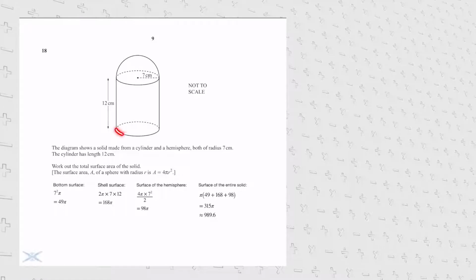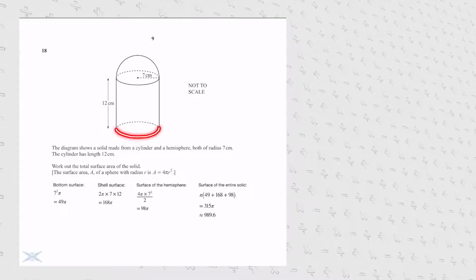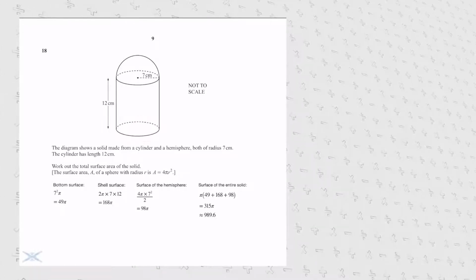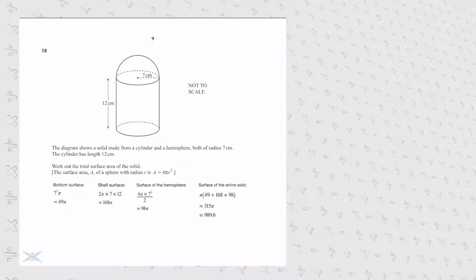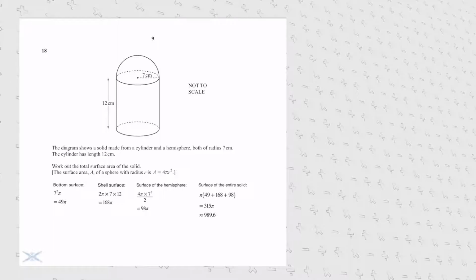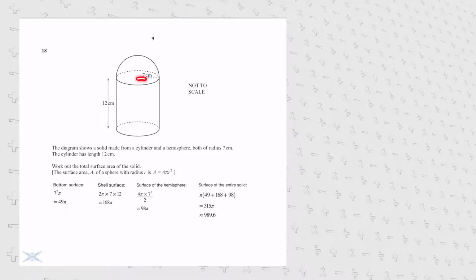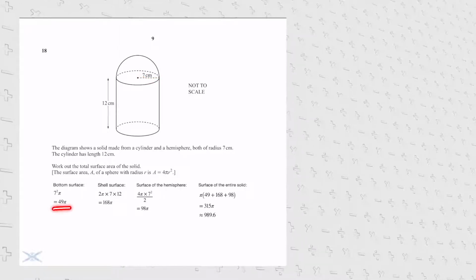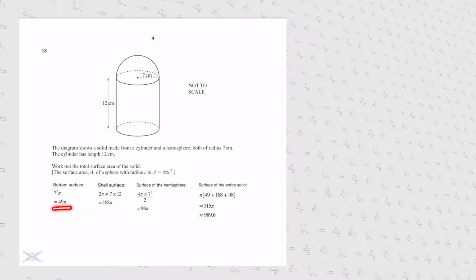Firstly, we could determine the surface area of the bottom surface, which is nothing more than a circle, and we need to determine thus the area of this circle. This is done through the application of the formula r squared multiplied by pi. In this case, r equals 7, thus the area of the bottom surface equals 49 pi.